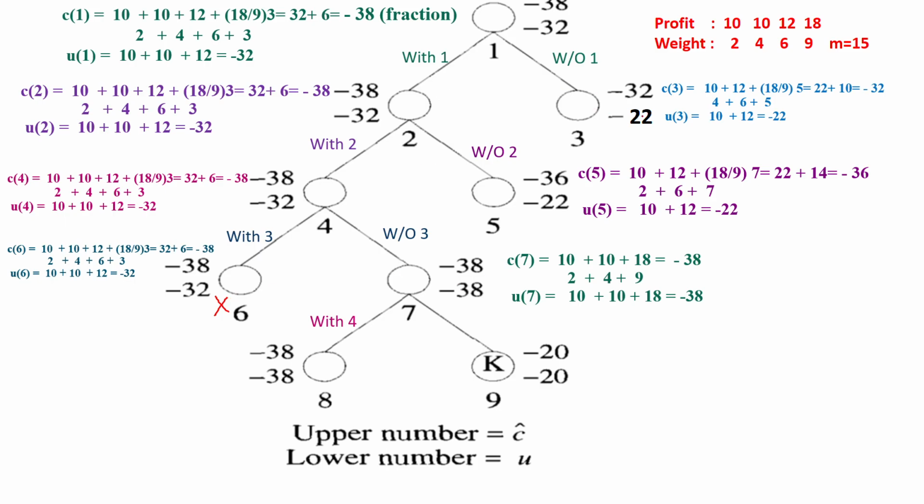Even here, every time I am considering only the least number. Among 32 and 22, which one has the least number? That part I will continue, and this one I will discard. Here also, 32 and 22, the least number. Actually here it is 32. Here that part is not possible because the capacity exceeds.